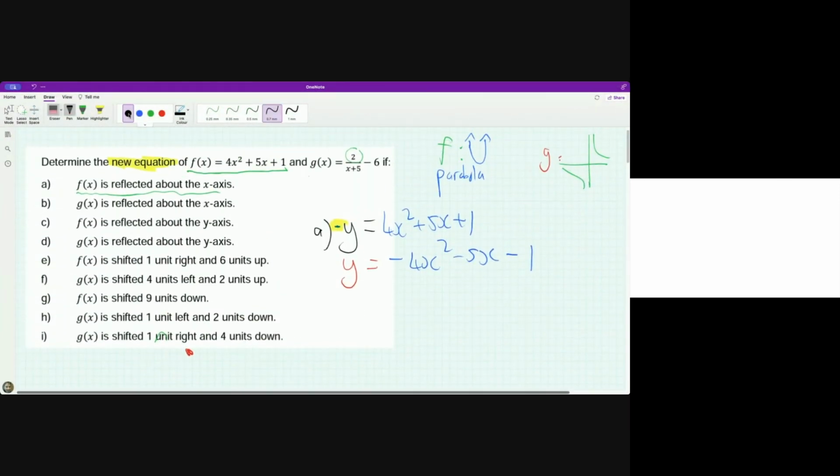Now for B, I want you to find me the equation of the g of x. So that's this one here, but it has to be reflected about the y-axis. Sorry, the x-axis. So tell me what the reflection of g over the x-axis is going to be. Where would you start?